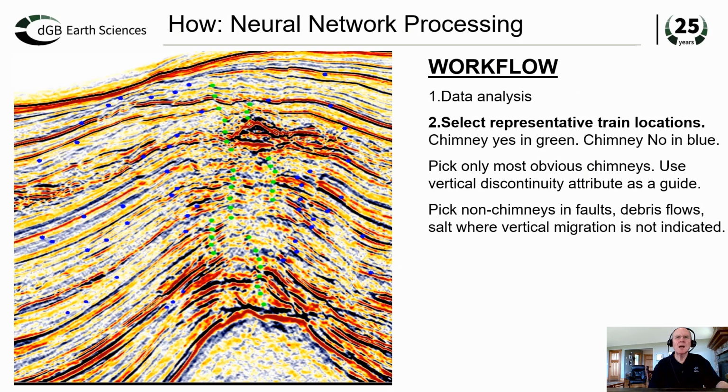On these key lines, we will then pick representative training locations, chimney yes in green or chimney no in blue. You want to pick the most obvious chimneys and use the vertical discontinuity attribute as a guide. The other thing you would do is pick non-chimneys, and generally you would like to do that in faults, debris flows, salt, where vertical migration is not indicated.